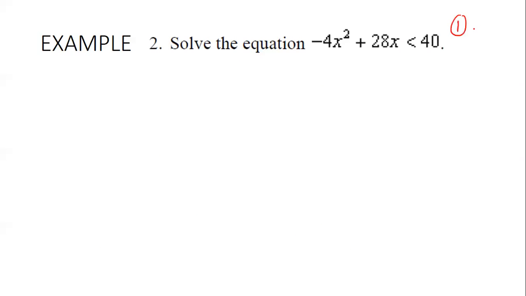Step one says that it needs to be either less than or greater than 0. And is this true here? No, it's not, Ms. Jones. And so what do I need to do to make it true? Subtract 40. Just got to subtract 40. So when I subtract 40, I'm left with negative 4x squared plus 28x minus 40 is less than 0. So step one is now done.